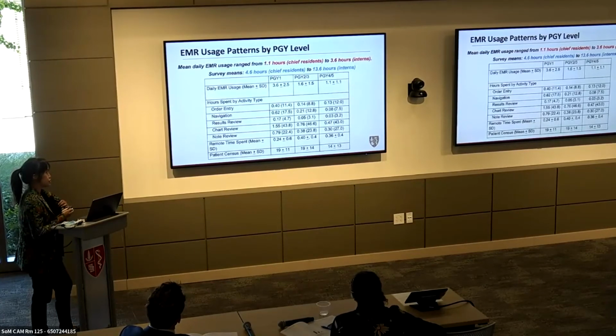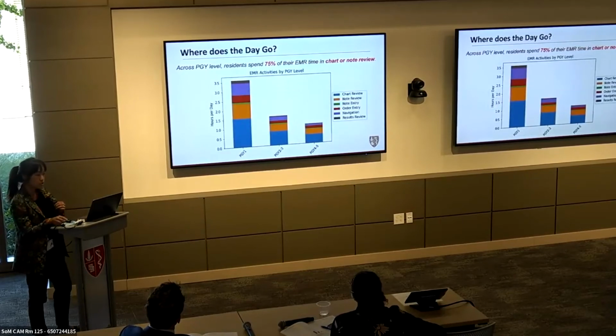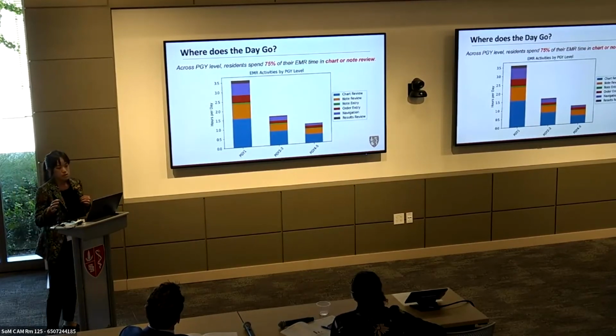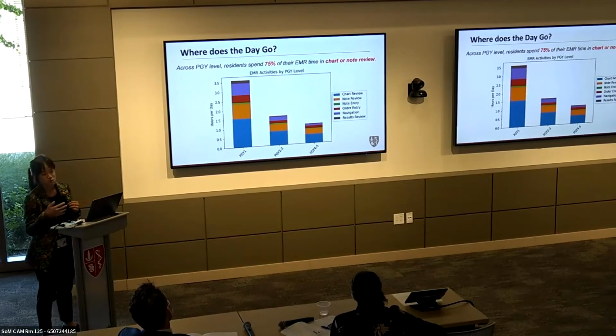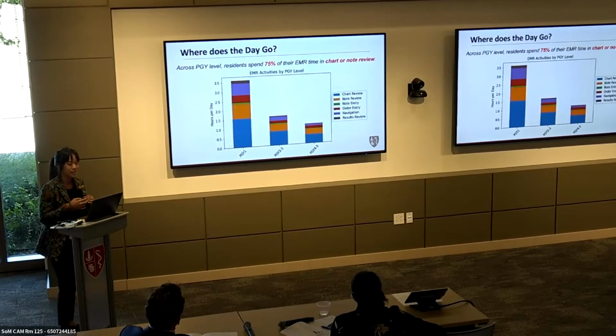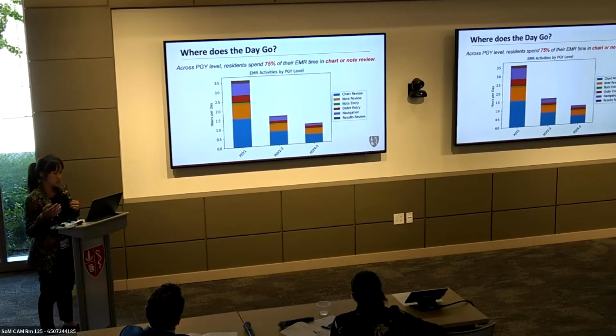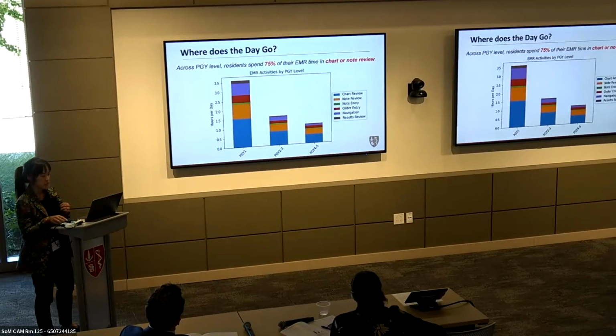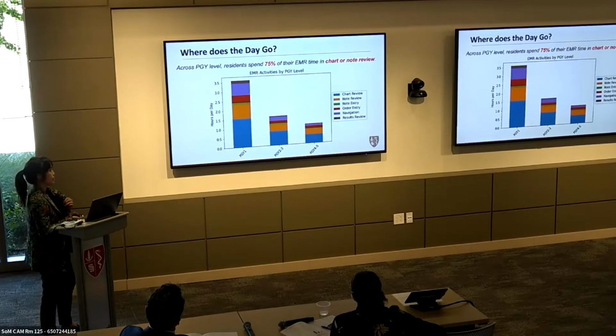But I think it's a little more useful to visualize where the day goes. Across PGY level, the blue and the orange are chart review and note review activities. Those correspond to these tabs in Epic that every resident is going to know very well already. And so across PGY level, residents are spending about 75% of their time in the EMR just reviewing information.